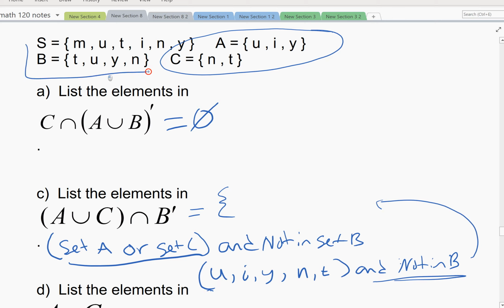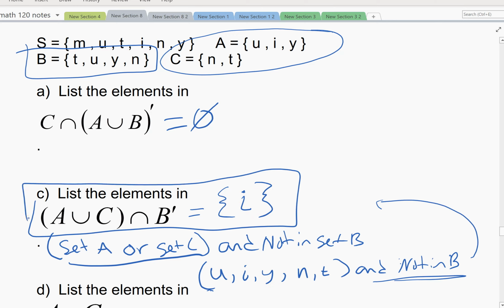So now I'm looking at set B, and again, it's a process of elimination. U is in B, so I don't include it. I is not in B, so I is included. Y is in B, so I don't. N is in B, and T is in, and that's it. I is the only letter, right? And we always will narrow it down. Whenever there's a word and, there's always going to be fewer. So I is it. I is the only one that is in A or C and not in B.